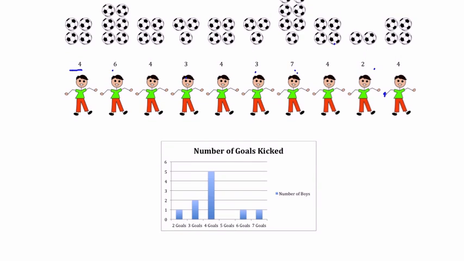Okay. Here, our data is represented in a table. Again, we can easily see that the value that occurred most is 4. Okay, we have 5 boys that scored 4 goals. We can therefore say that the mode number of goals scored was 4, as 5 of the boys scored 4 goals. Using mode like this can be particularly useful when determining which value occurs the most.